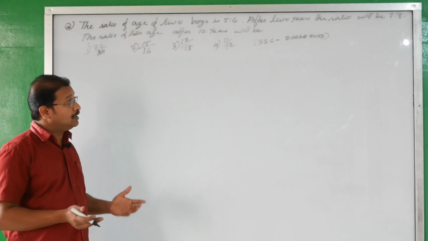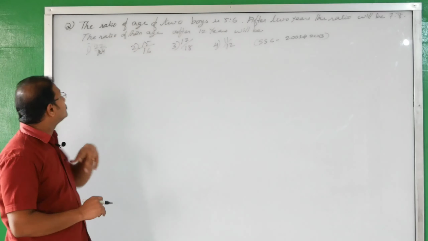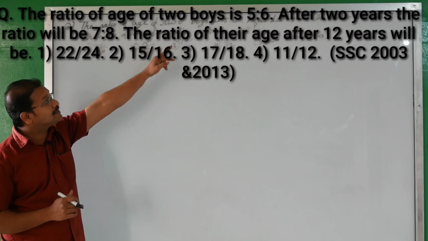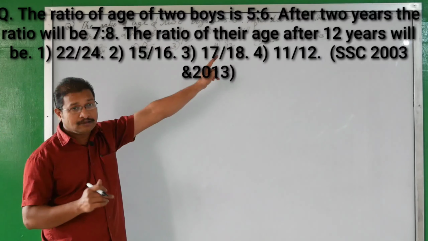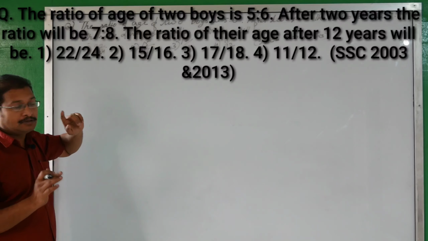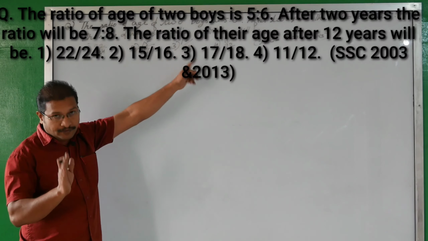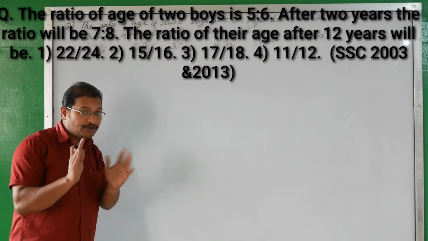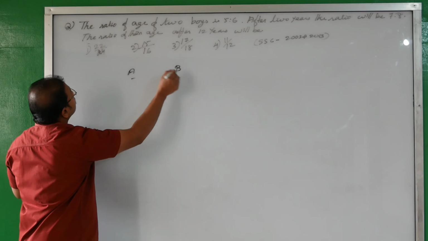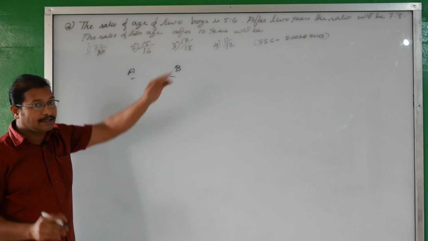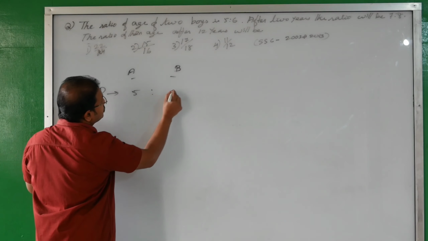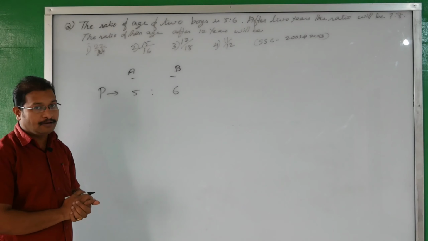Let's see the next question. It came in SSC 2003 and 2013, 2 times. So I'll read the question now. The ratio of ages of 2 boys is 5:6. After 2 years, the ratio will be 7:8. The ratio of their ages after 12 years will be? So we want this time's ratio. Let's see now. 2 boys are there, so we are keeping them as A and B. The ratio of the ages of 2 boys means present, so the present age of the 2 boys is 5:6. Ready? So the next part.